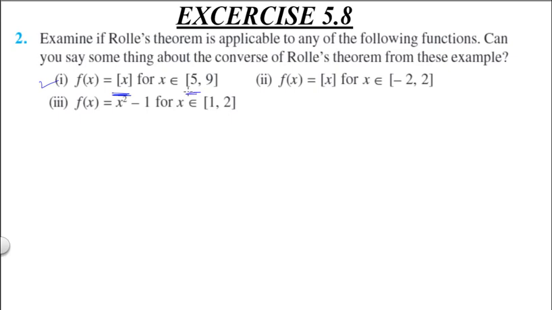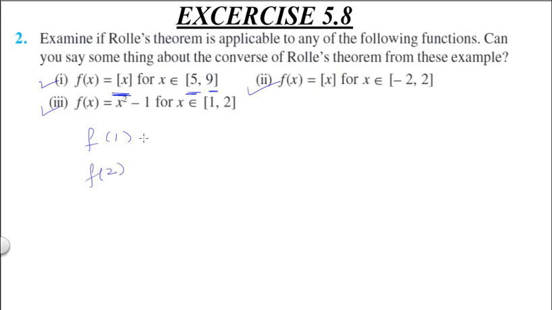Also f of 5 will give you 5, f of 9 will give you 9, so f of a and f of b are also not equal. Hence all the three conditions are violated. So Rolle's theorem is not applicable, hence the converse will not exist. For the second part also you can say it is a greatest integer function, the same reason can be given. In the third part you see it is a polynomial function, hence it will be continuous and differentiable, right? But what about f of 1 and f of 2?